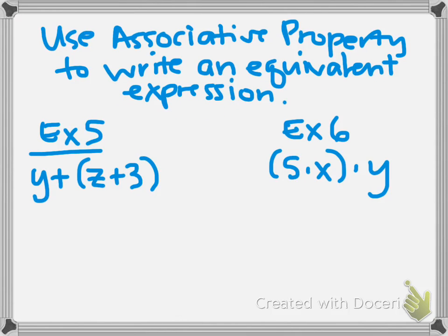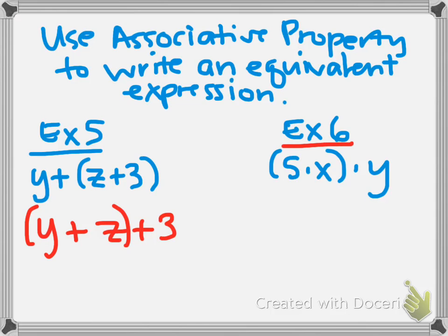Okay, example 5 and 6 are use associative property to write an equivalent expression. So basically we're going to keep the same order and change the grouping. So the order stays the same and only the grouping changes. So in example 5, it's around x plus y, now it's around y plus z. On example 6, the order stays the same, and the only thing that changes is the grouping.